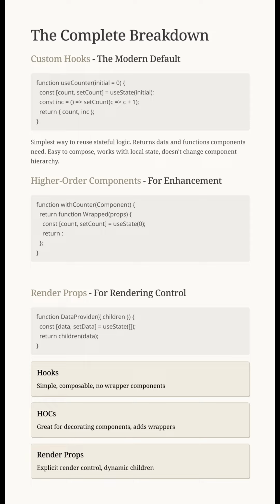Finally, the render prop example. Data provider takes children as a function, holds some data in state, and calls that children function with the data. In plain English, the provider fetches or computes data, then asks the consumer to render however it wants using that data. Render props give the consumer explicit control over rendering. Use them when the caller should decide exact render structure. They can become verbose if overused, but they shine when you need dynamic children rendering that depends on internal logic.